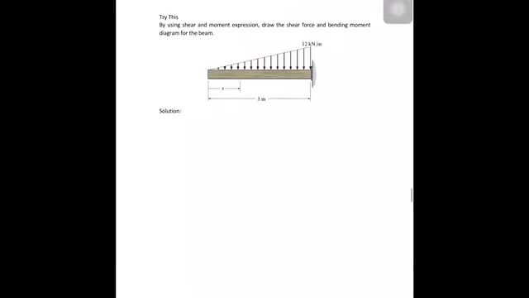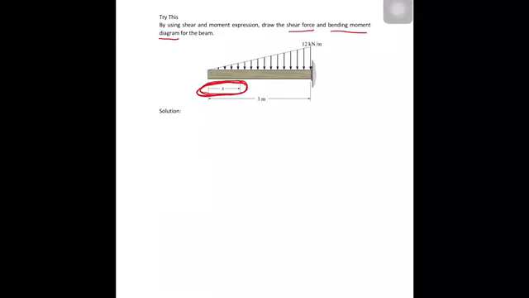So we continue page 93 and take a look at this equation. By using shear and moment expression, draw the shear force and bending moment diagram. The question already gave you the direction of cutting. This symbol is the direction for cutting the segment.